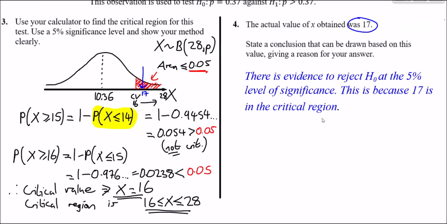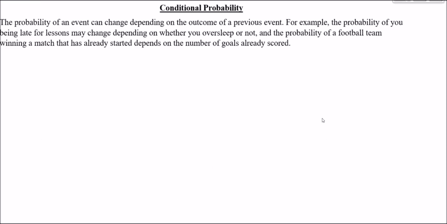So now I hope we're all warmed up. Let's have a look at the new topic proper, conditional probabilities. What do we mean by conditional probability? Well, conditional probability is the probability of an event that can change depending on the outcome of a previous event.